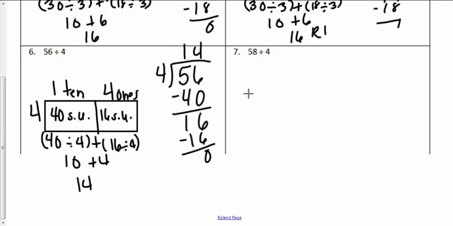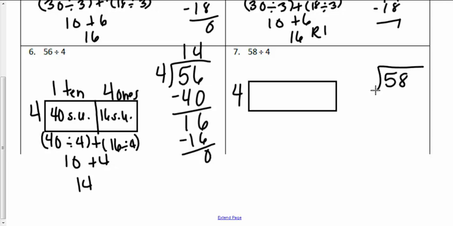Now let's try 58 divided by 4. Again, if you haven't attempted to do any of these by yourself, I want you to try to do at least part of this one by yourself. If you get stuck, you can always come back and listen to the explanation, but pause the video and try to do some of it by yourself.